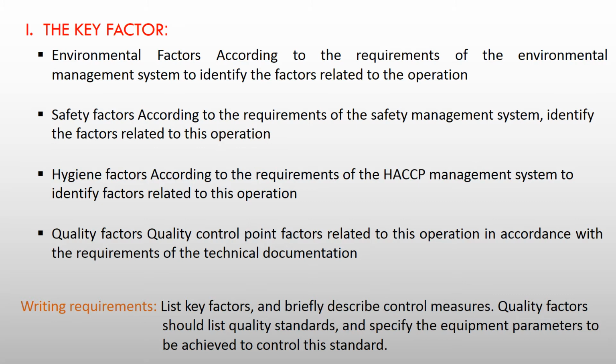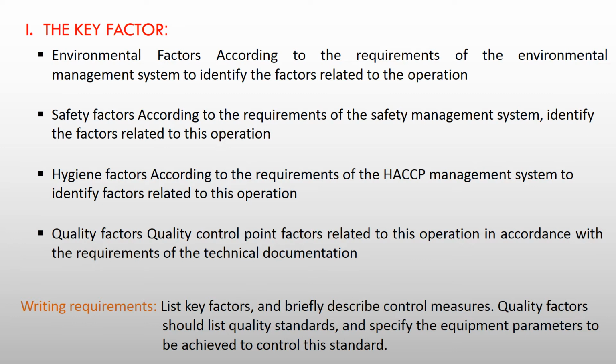In the key factor, we need to mention each and every factor. We need to start from the environmental factor according to the requirement of the environmental management system. We need to identify the factors that are related to the operations. After the environmental factor, we need to check safety, then hygiene, then quality. In safety, we have to mention the factors that are related to its safety management system. And in hygiene, according to the requirement of the HACCP management system, we need to identify the factors related to it. If you want to know about HACCP, please mention it in the comment box.